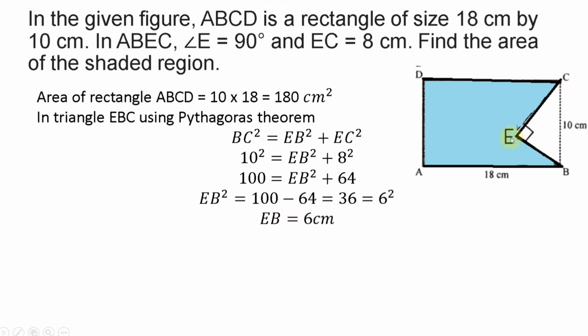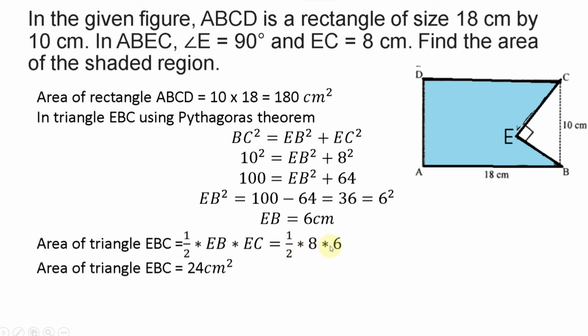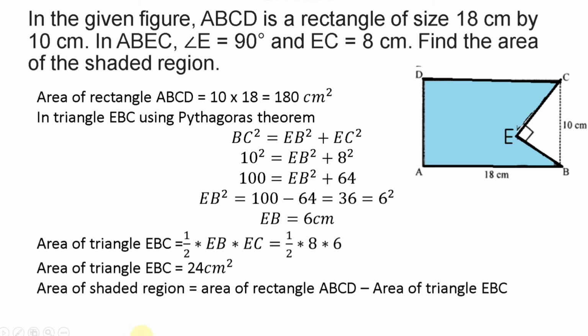Now this is 6 centimeter. Now this is your base and this is your height. I can calculate the area of this triangle. So the area of this triangle will be half into base into height, that is half into EB into EC, equals half into 8 into 6, or we can write area of EBC is equal to 24 centimeter square. Now we want the area of this shaded blue region. So I will subtract this area from this area. So the area of the shaded region will be area of the rectangle minus area of the triangle. So 180 minus 24, that is 156 centimeter square.